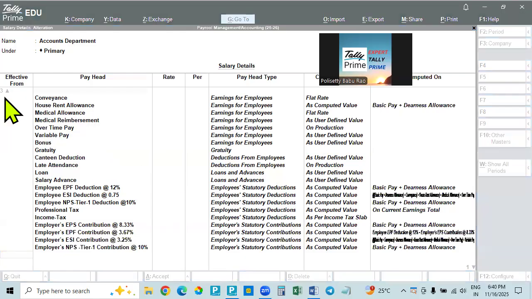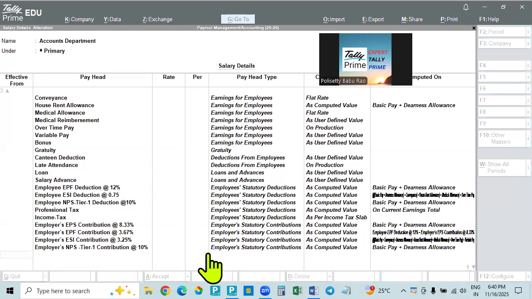See here, from 1st April, this is the structure. Suppose after some time, in the middle, at any time, say on 1st June or any date, some increment is given, so the basic will change, and the calculations will also change. Some are flat rate, and some are on production, like late attendance and overtime. If the overtime rate is increased, or the flat rate conveyance and medical allowance, whatever is increased will be entered, and whatever is calculated on the basis of basic pay will be calculated automatically. If there is any change, we will change the basic pay.